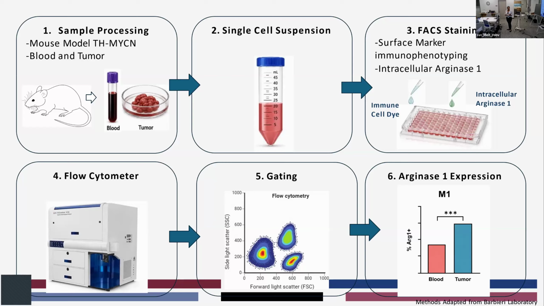And then we have gating. Gating is where you can see the cell population. So you'll typically have one large cell population, and then you go into single cell, living, immune, etc. And then the next one, we have arginase 1 expression, what we're actually focusing on within these myeloid cell subtypes.